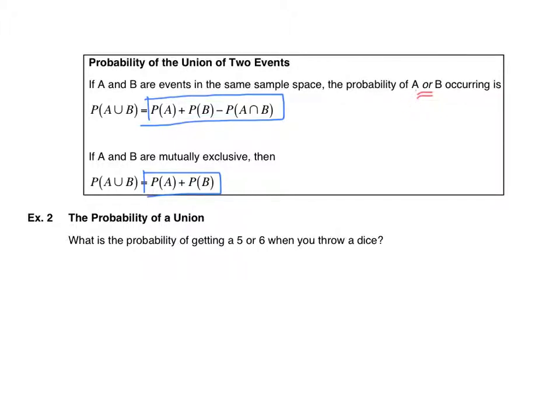So, how do I want to write that? This is the probability when two events occur at the same time.